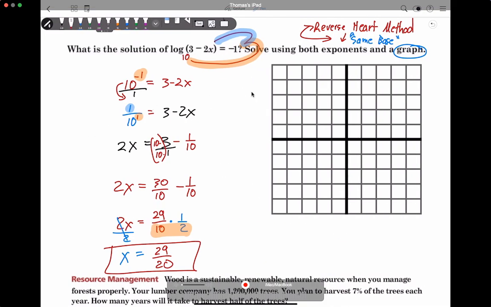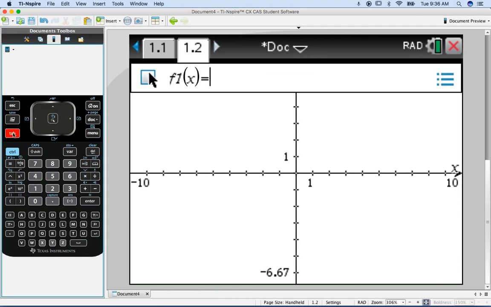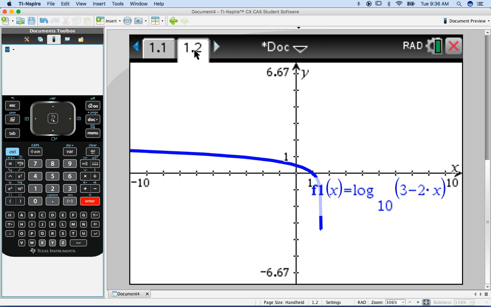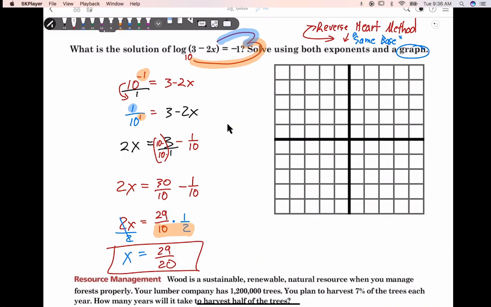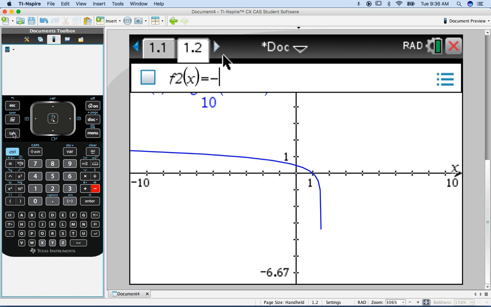Now, remember, when we did the graphing method, we need the left side to be a function and the right side to be a function. This common base of 10, notice how I will not have to input it, but that it will still register as that common base. So log of 3 minus 2x is what I'm inputting for my left side, f of 1. And notice that it automatically threw in that 10 because it's an understood common base, okay? So now when I come over here, I'm going to put the right side of the equation, which is a -1. This is my second function.